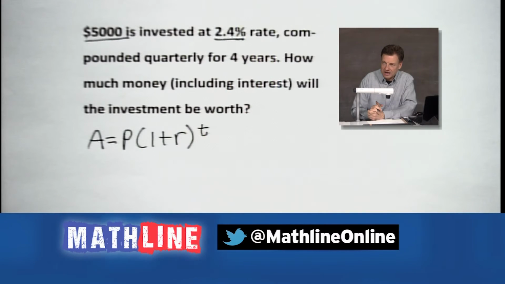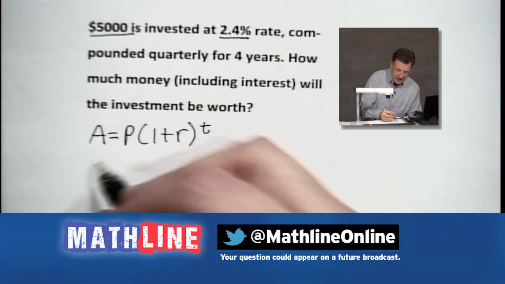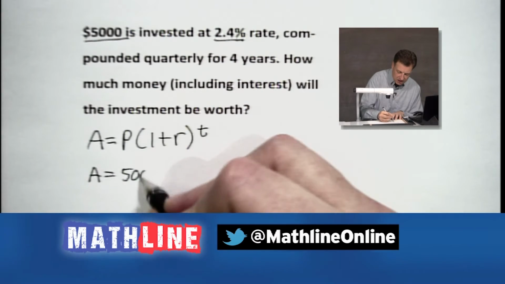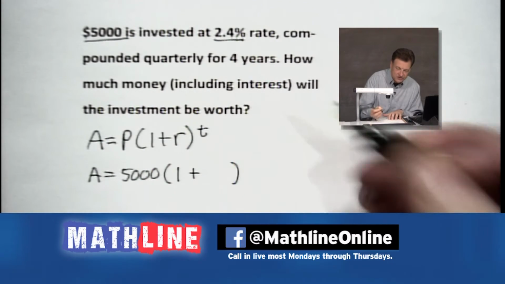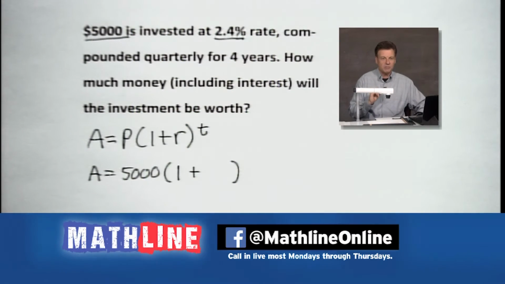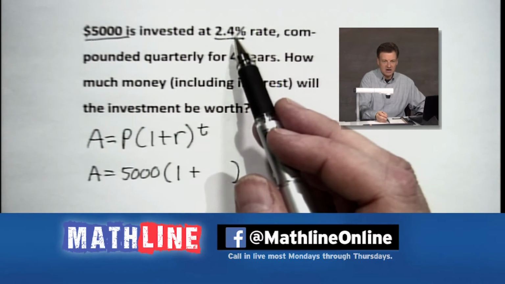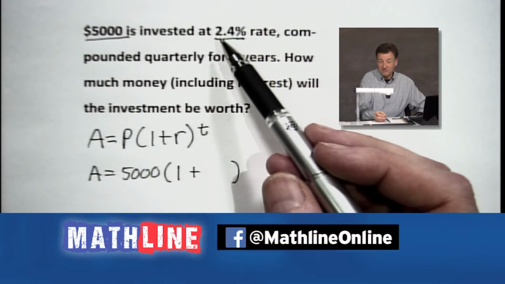Now, quarterly means 4 times a year. So here's what's happening. We are going to start with 5,000 here, but what we have to do is 1 plus. We have to adjust our rate a little bit because that would be an annual rate. So we need to take that and adjust it down, divided by 4.